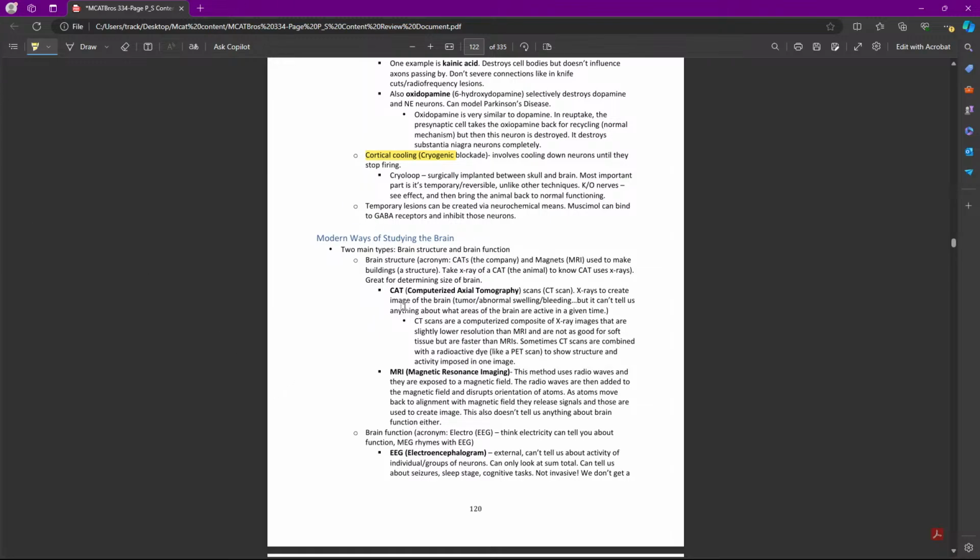Okay, so CAT or CT scans use x-rays to create brain structure images to determine if there's tumors or swelling or bleeding. CT scans are computerized x-rays that are slightly lower resolution than MRIs. They're not as good for soft tissue but are faster than MRIs. Some CT scans are combined with radioactive dyes to show structure that actually impose in one image.